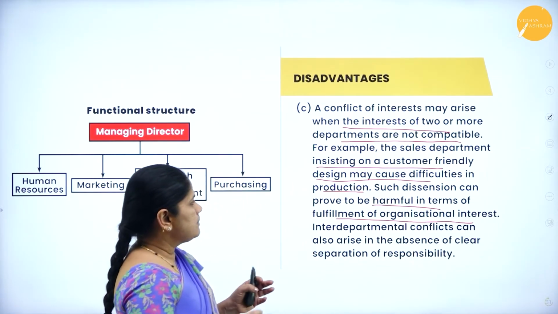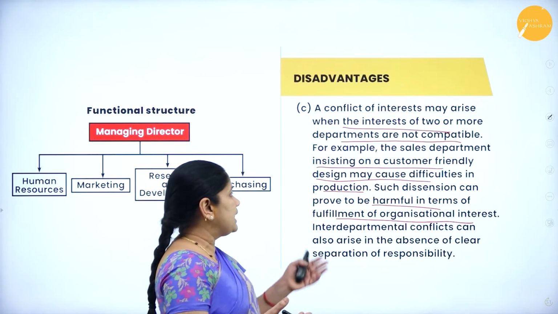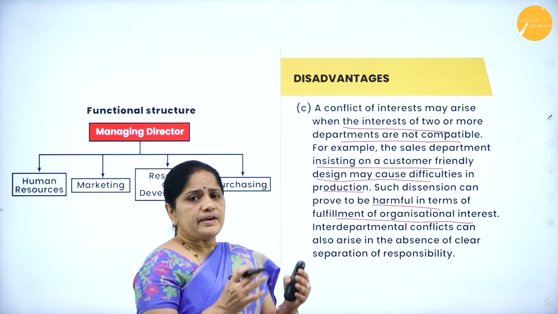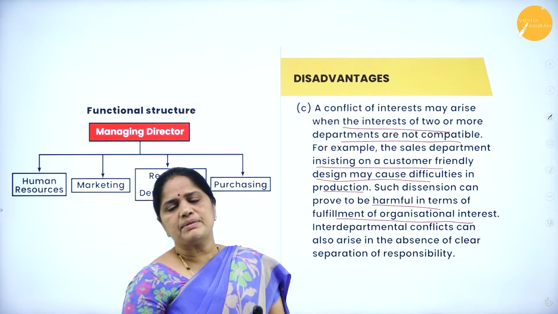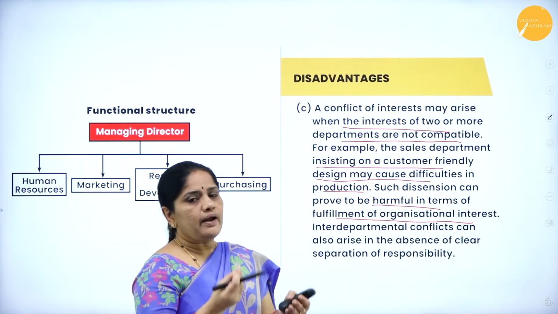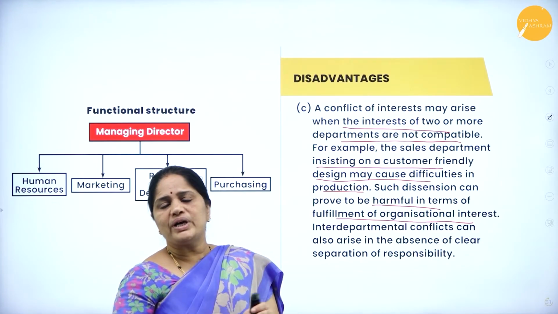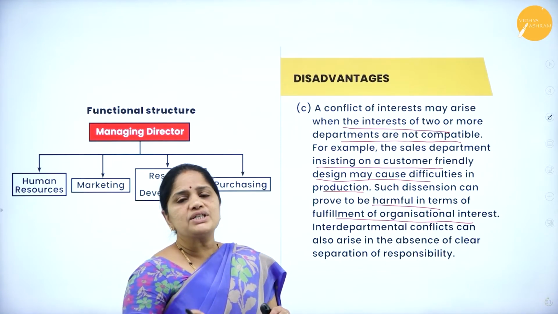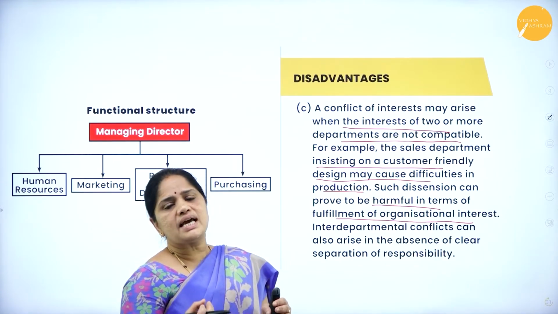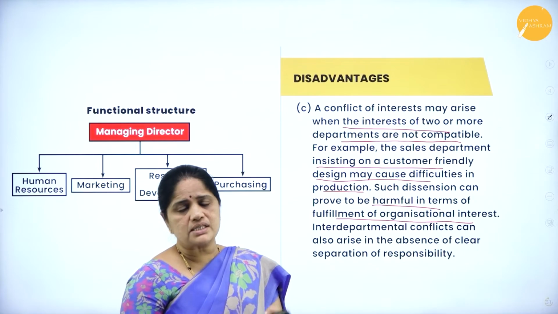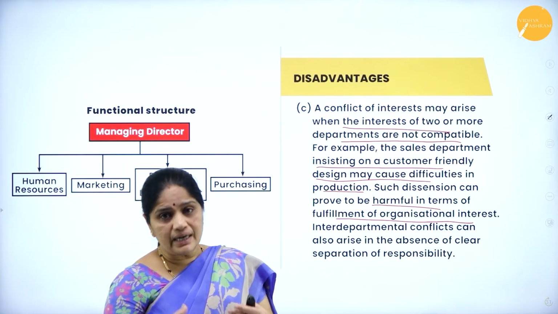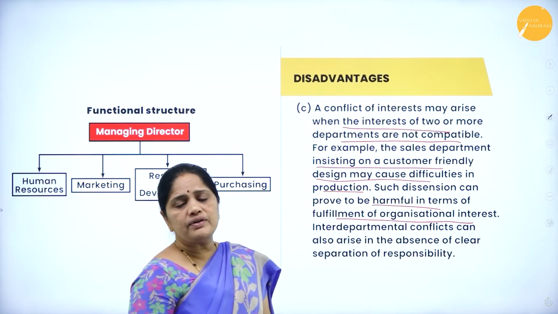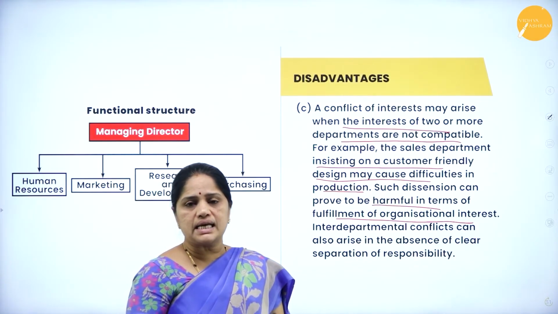Now, the sales department wants a customer-friendly design which may cause difficulties in production. So, if there is feedback from the customer relating to the design of a product, then the sales department will communicate it to the production department. But the production department feels that such a design is not in its best interest, or it may prove too costly for the organization. So these things can prove harmful for the organizational interest as a whole.